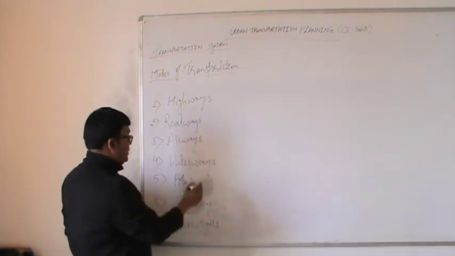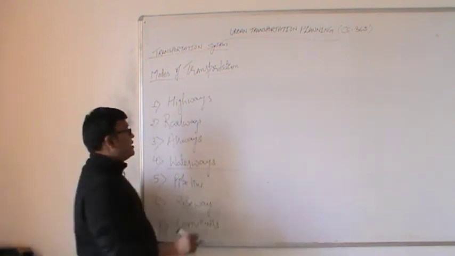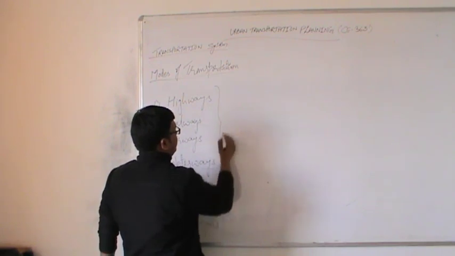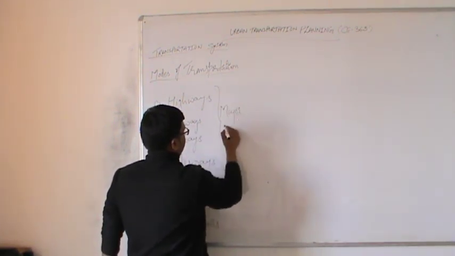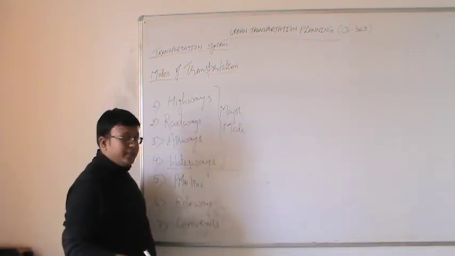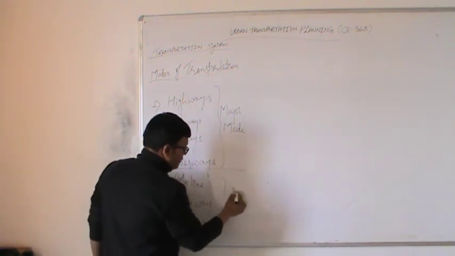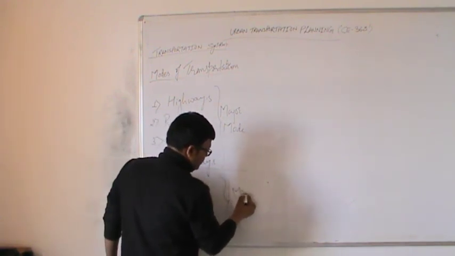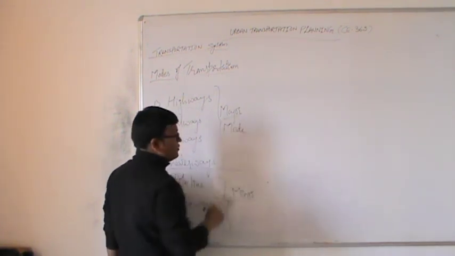After this, these four, that is from highway to the waterway, are generally classified as the major modes of transport. The pipeline, conveyor and the roadway are generally considered as the minor modes of transport. So these are the minor modes, while these are the major modes of transport.